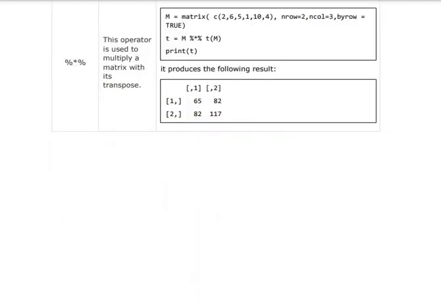Percent multiplied by percent. To multiply a matrix with its transpose. See the matrix 2, 6, 5, 1, 10, 4. Number of rows 2, number of columns 3. And T is equal to M percent star percent T of M. To multiply a matrix with its transpose.